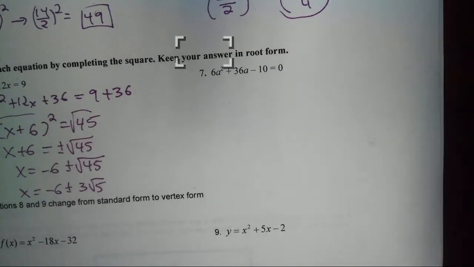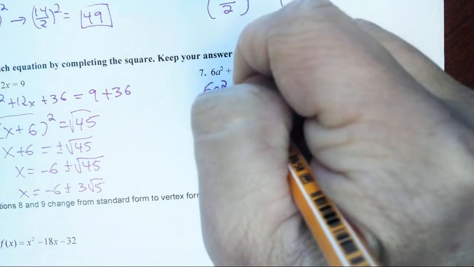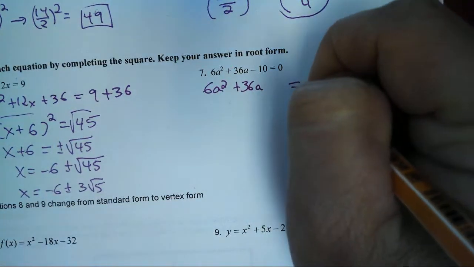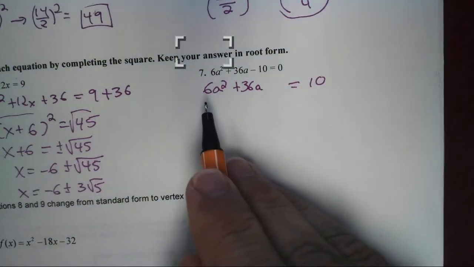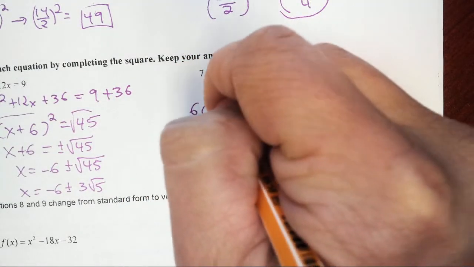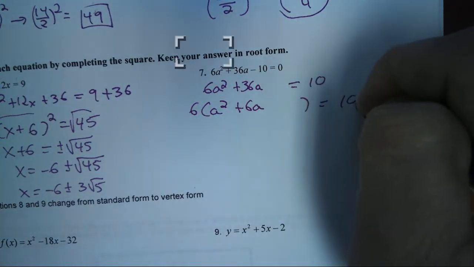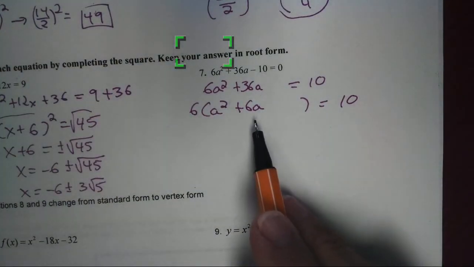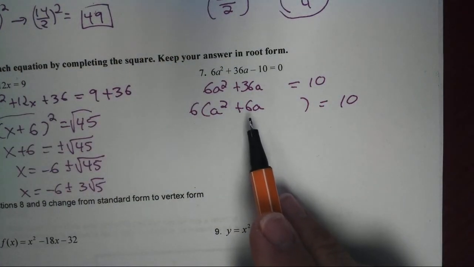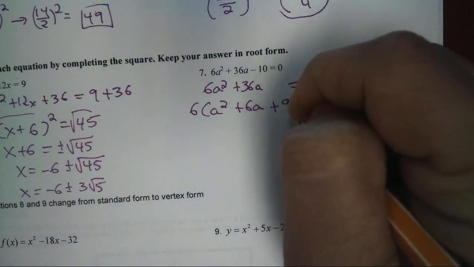Number 7, got to get that 10 to the other side so I can complete the square. Now the problem is we've got a 6 in front, so we have to factor that out. So it's going to be 6 parentheses a squared plus 6a equals 10. So we take half of the middle, so we take half of 6, which is 3. 3 squared is 9, so each side's going to get a 9.